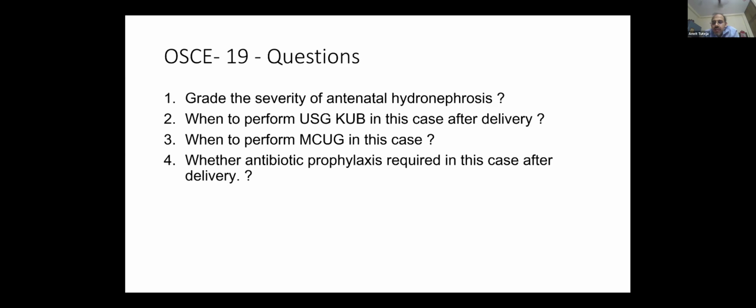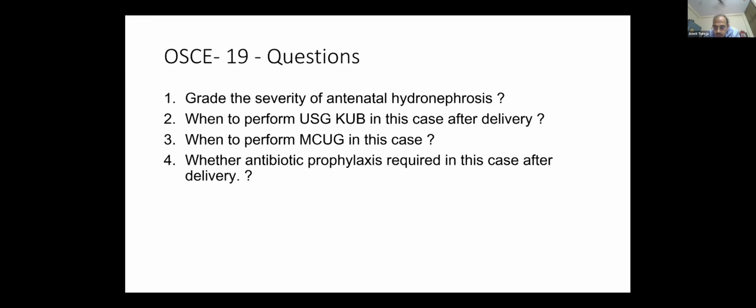So if persistent, then VCUG. When to do VCUG? Persistent for how long? Mild, moderate, severe, more than 10? So the question to answer is, in this case, 32 weeks of gestation, APD is 11 mm. What is the severity? When to perform ultrasound? If lower urinary tract obstruction, then VCUG.